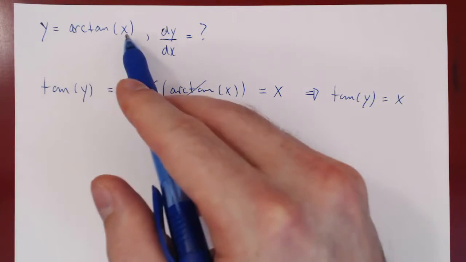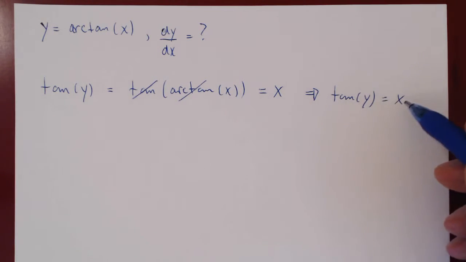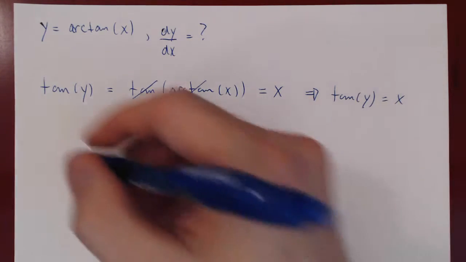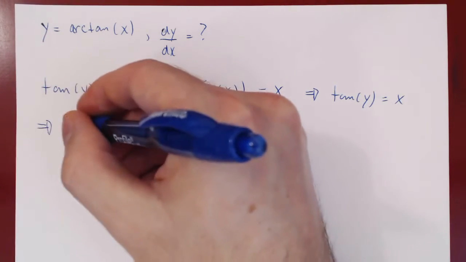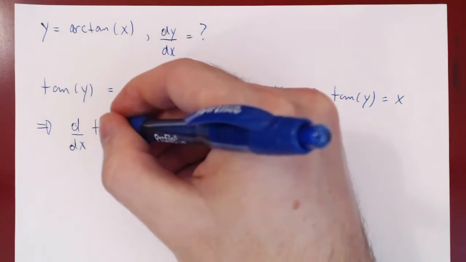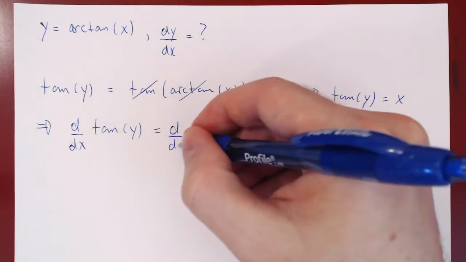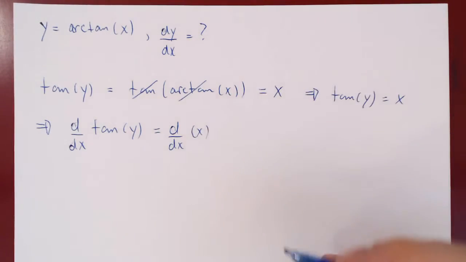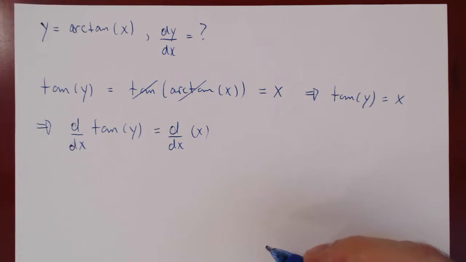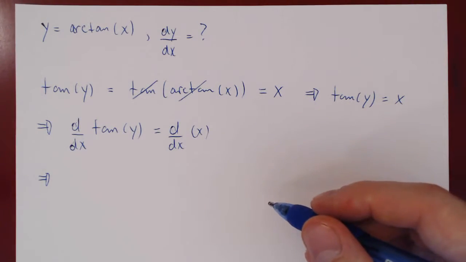so we can once again differentiate using implicit differentiation. Because we know y is a function of x. This is a function of x which is equal to another function of x, therefore they have the same derivative. So if we differentiate the left-hand side with respect to x, and that is tangent of y, this will be the same as the derivative of the right-hand side, which is x. So let's differentiate. Once again, being careful by applying the chain rule.